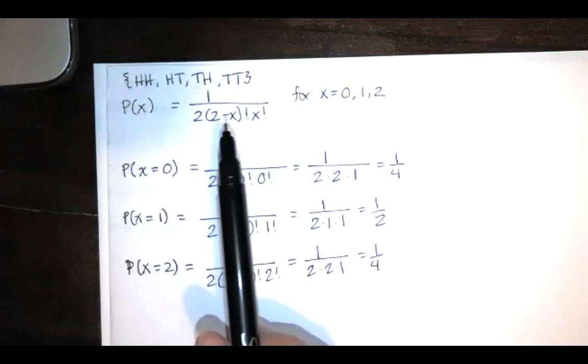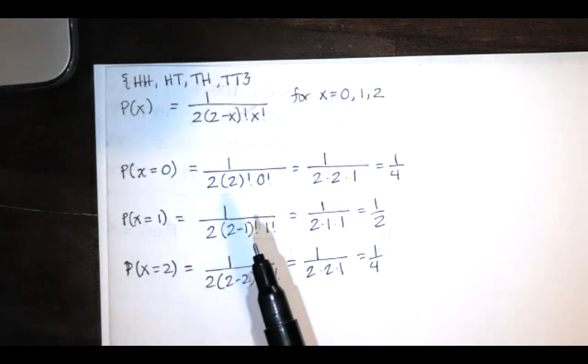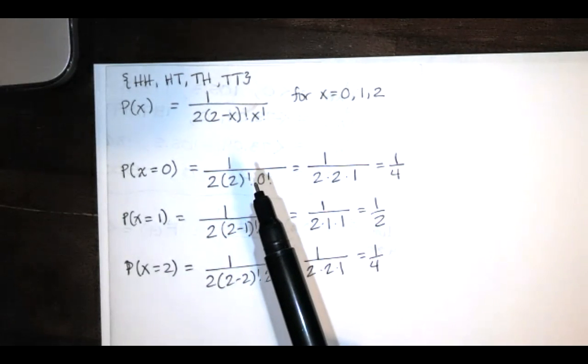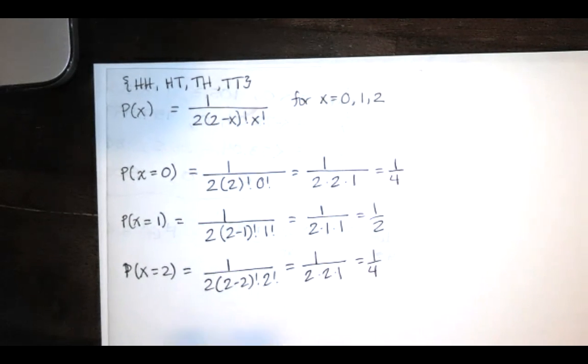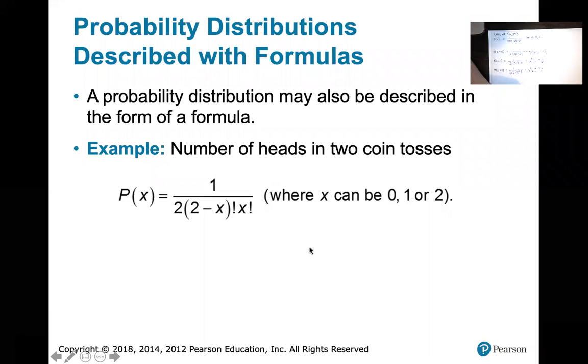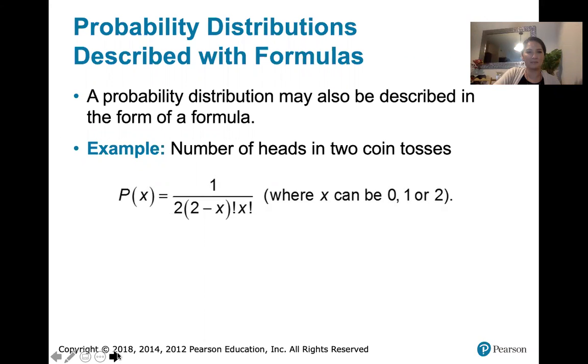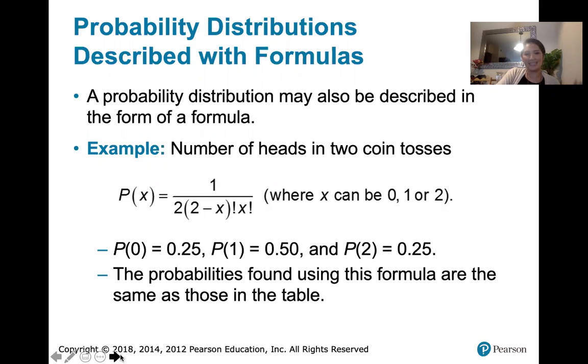Now, if you're saying to yourself, how did they get that formula? We're going to talk about that when we talk about binomial distributions, in the next lesson, 5.1. So if you're curious where this came from, we'll talk about it very shortly. Now let's go back to the PowerPoint. So we can describe probabilities with formulas as we did right here. We see that when we substitute x equals 0, 1, and 2, we get these probabilities. So it's the exact same answer.